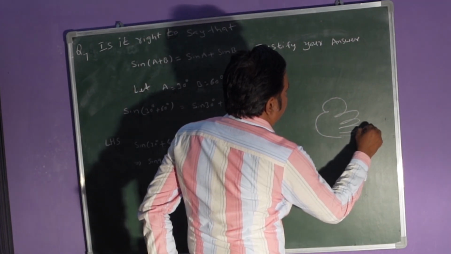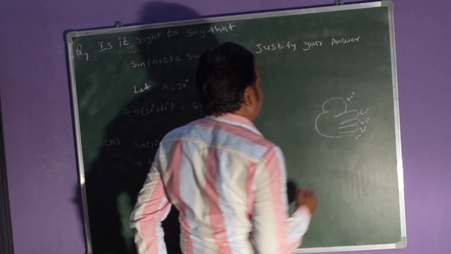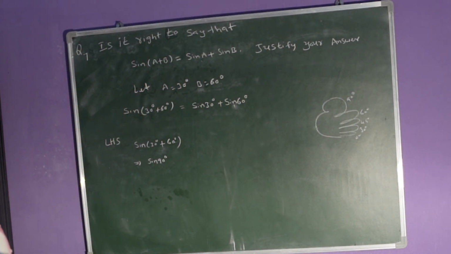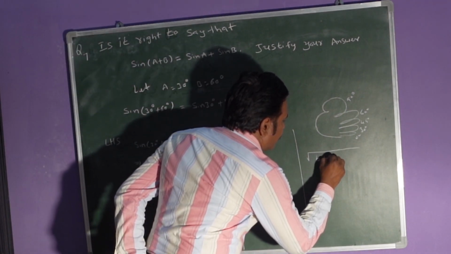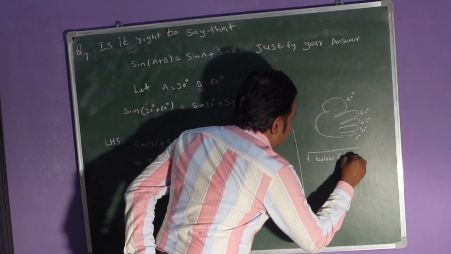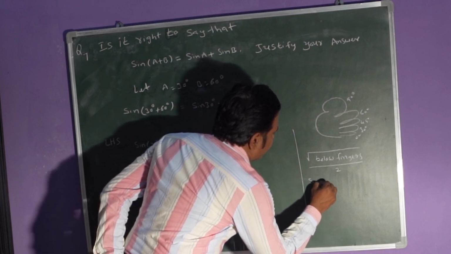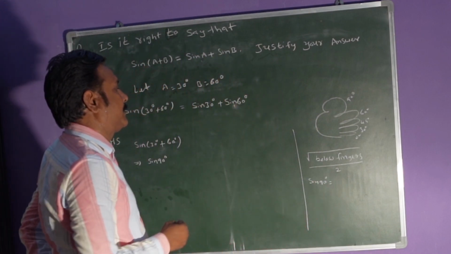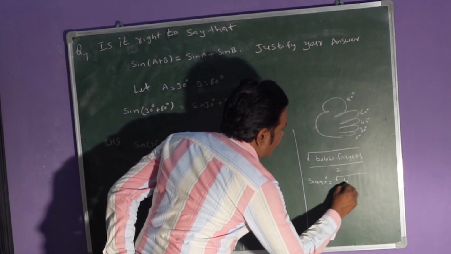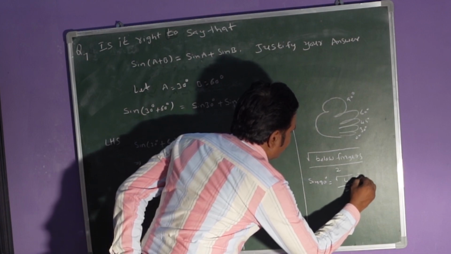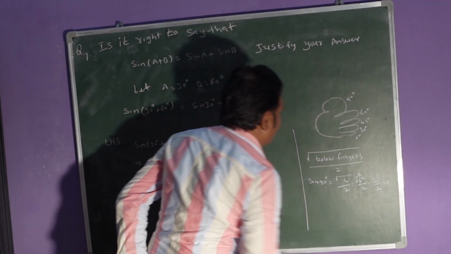0 degrees, 30 degrees, 45 degrees, 60 degrees, and 90 degrees. Sin 90 degrees is equal to root of the number below the fingers, 1 2 3 4, by 2. Then root 4 is equal to root 2 square by 2. Square root cancels. 2 by 2 is equal to 1.